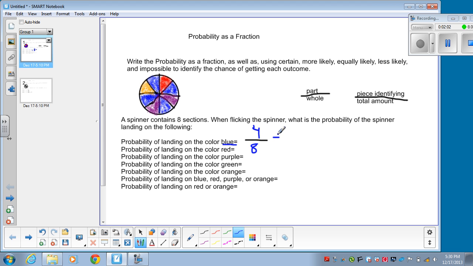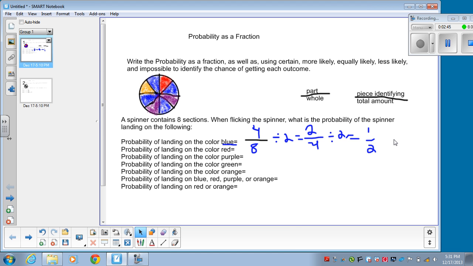We need to simplify this and make it smaller. I know that 4 and 8 can be simplified because they're even numbers. 4 divided by 2 is 2, and 8 divided by 2 is 4. I can simplify this even more by dividing by 2 again. 2 divided by 2 is 1, and 4 divided by 2 is 2, 1/2. There's a 1/2 chance I'm going to land on blue.